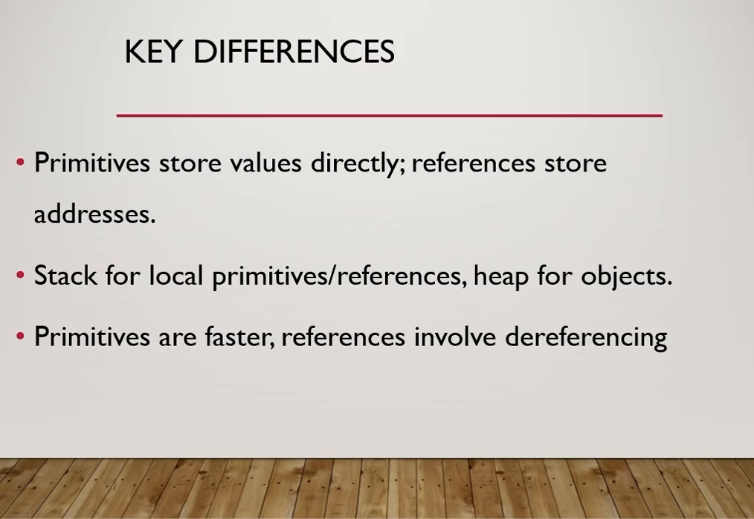And then the key difference, that is the summary of this whole thing: the primitive data type stores values directly, whilst the reference data type stores addresses instead. Secondly, the stack is for local primitives and references, and the heap is for objects. And one thing you have to know is the primitives are faster. Reference involves dereferencing, that is, the reference has to refer you to where the object is.